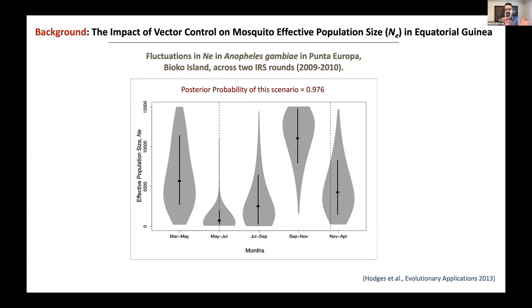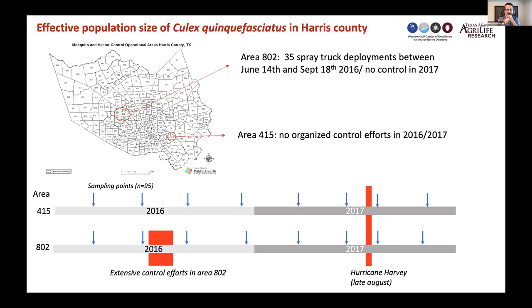So this was really the inspiration for the work that we're doing in Harris County. So we're focusing on 2 areas, Area 415 and Area 802. Area 802 saw a lot of organized control by Harris County Public Health, whereas Area 415 did not, okay?